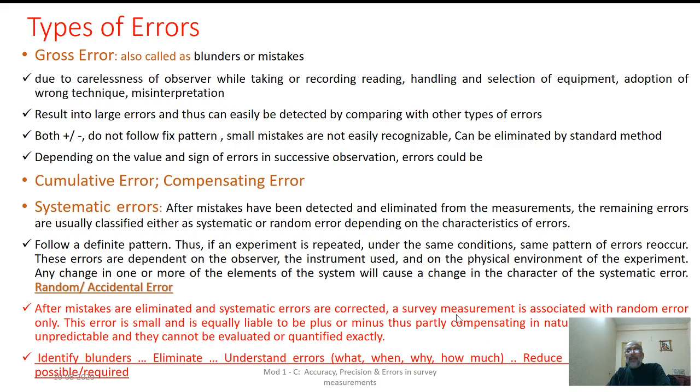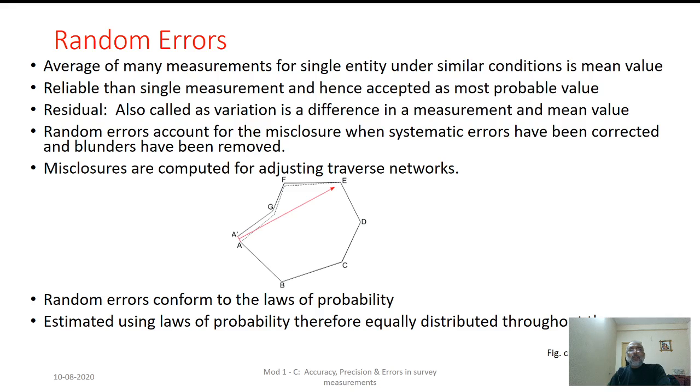As we reduce these errors, for whatever small fraction is remaining, the laws of probability will be applied and the measurements that we get will be rectified and accordingly used for further plotting purposes. So we'll discuss random errors.